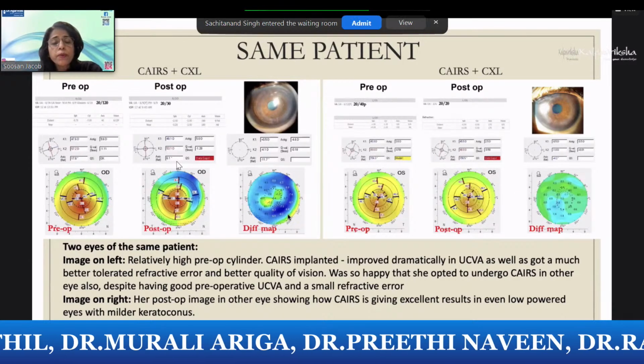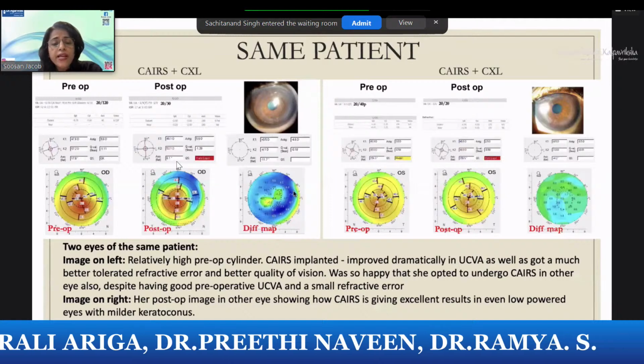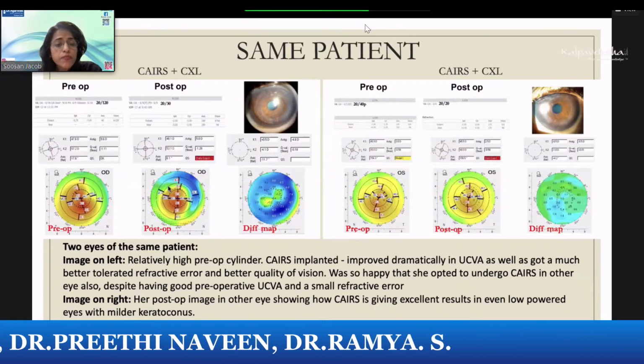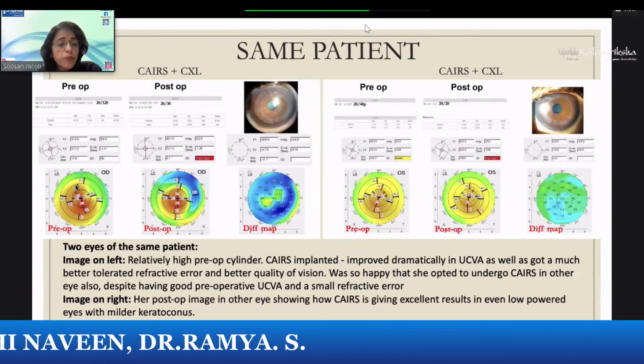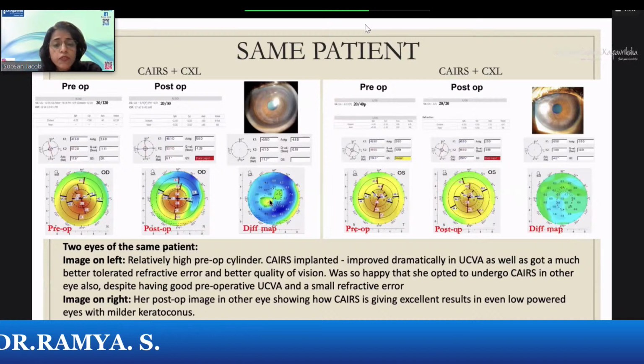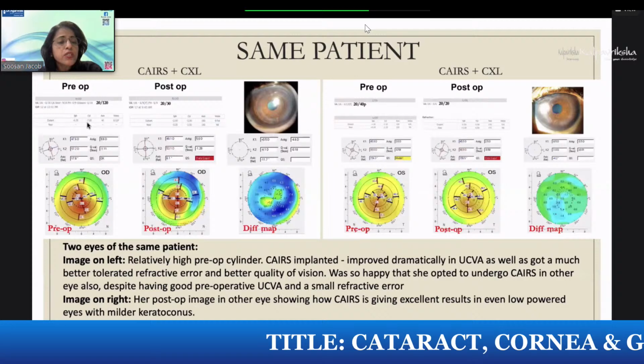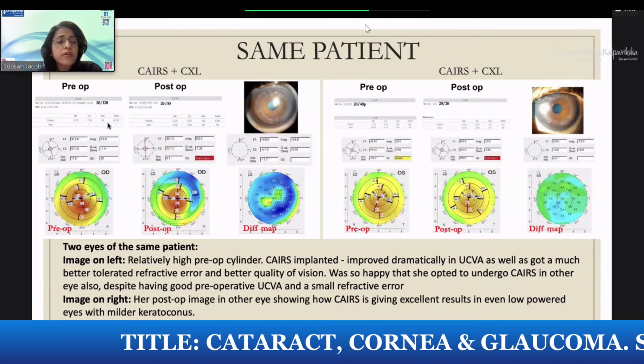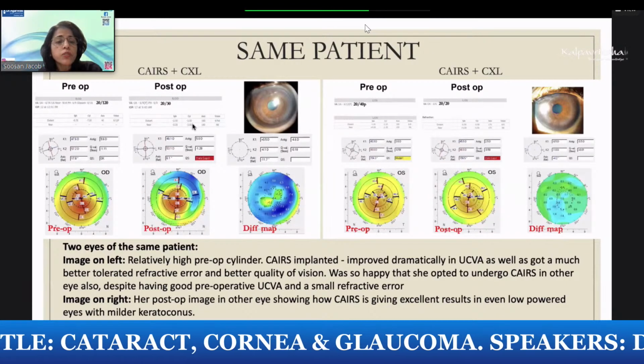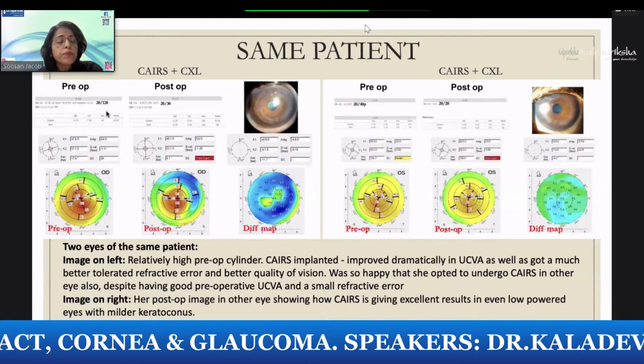One beautiful part about CAIRS is that it not only gives flattening in the steep axis. This was the preoperative steep axis. It gave you flattening in the steep axis, but many times it gives you compensatory steepening in the flat axis here, so that you get an overall regularization of the cornea, a centralization of the cone. And that brings down the cylinder to a large extent. You can see here pre-op was 7 diopters and post-op was 2.5 diopters cylinder, a much more tolerable power.